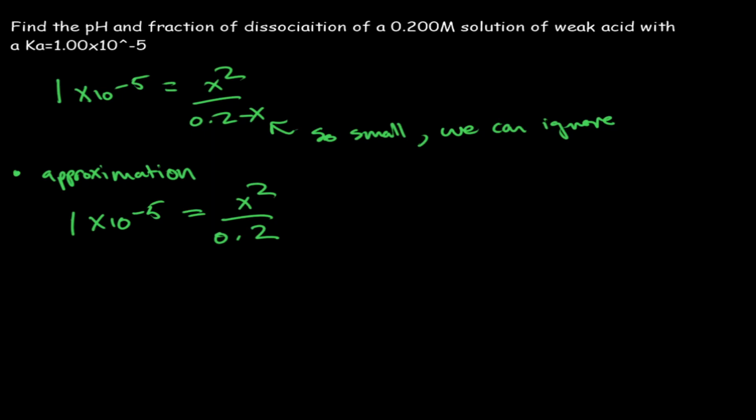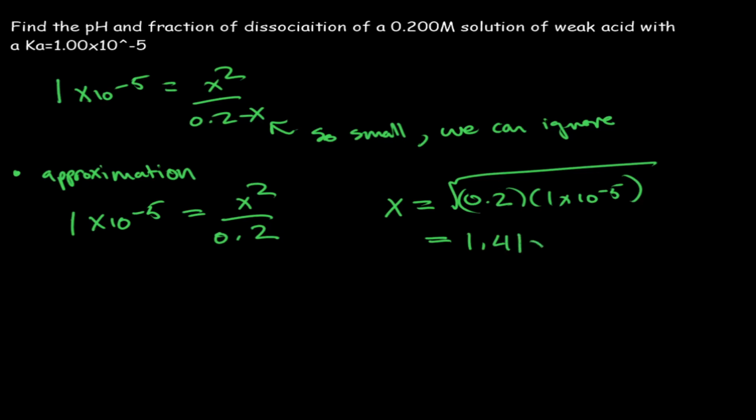So given this equation, our final value of X would be equal to 0.2 multiplied by 1 times 10 to the negative 5, and it would be square rooted. And we would get a value of 1.41 times 10 to the negative 3. So we're saying that our weak acid has a concentration of 1.41 times 10 to the negative 3 protons when it dissociates.